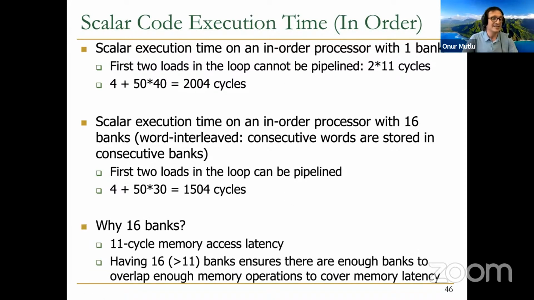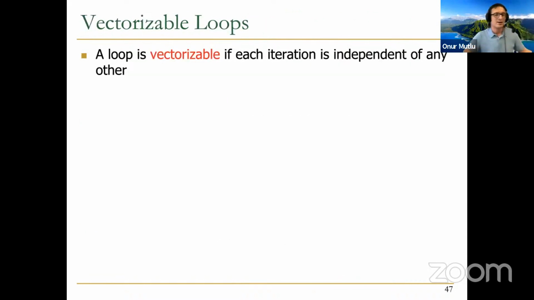Okay, now let's take a look at why 16 banks, 11 cycle memory access latency. Having 16 banks ensures there are enough banks to overlap enough memory operations to cover memory latency. It doesn't hold in this particular case, but it will hold in our vector processor, as we will see soon. In this case, you can actually get away with 2 banks, as we discussed, because you're doing only 2 loads, right?